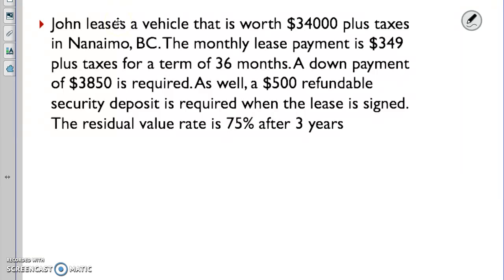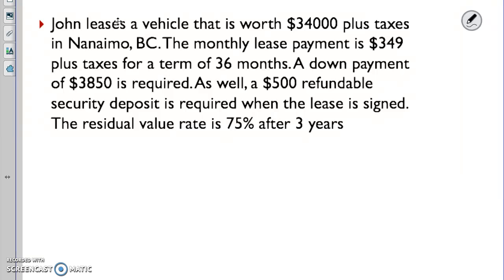John leases a vehicle that's worth $34,000 plus taxes in Nanaimo, BC. I don't know why they threw that in there because that just makes things more complicated with the taxes. The monthly lease payment is $349 plus tax for a term of 36 months. A down payment of $38.50 is also required. As well, a $500 refundable security deposit is required when the lease is signed.